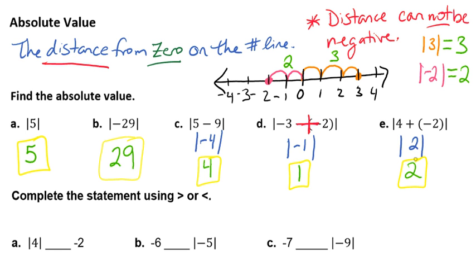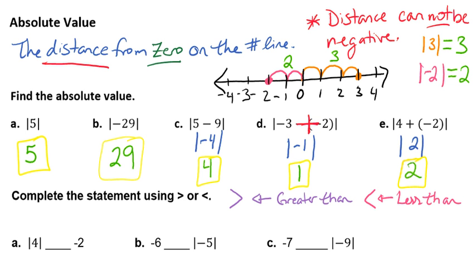You can even compare absolute value numbers with non-absolute value numbers. For example, using your greater than and less than symbols. So as a quick reminder, remember that this symbol right there is our greater than symbol, and that this symbol here is our less than symbol. The way I remember that is if I were to turn my less than symbol on its side, it would look like an L for less than.